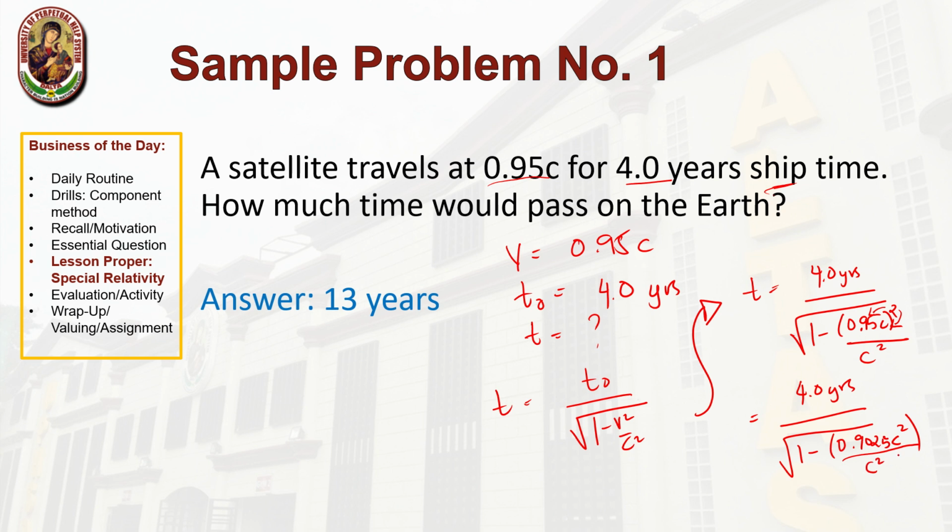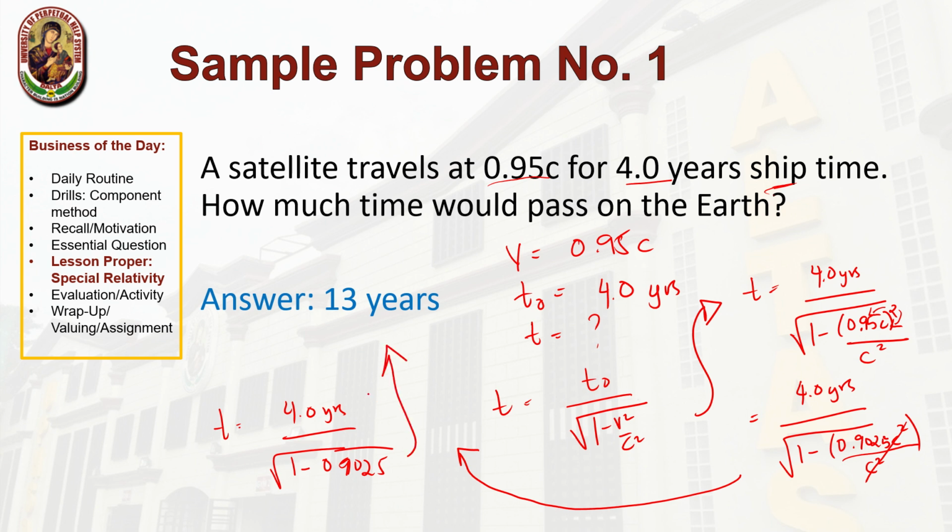Then you would be writing the C square as it is. And as you can see, we can cancel this C squared. Alright? And that would lead us to T is equal to 4.0 years over square root of 1 minus 0.9025. Okay. Both of them inside the square root. So if you're going to do your math, you use your calculator, you will be able to get this answer here. Alright? So how do we check if our answer is correct?